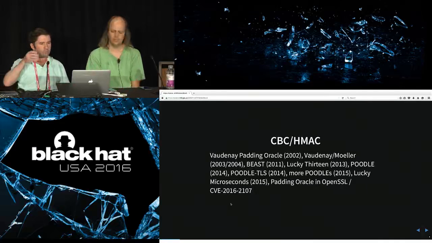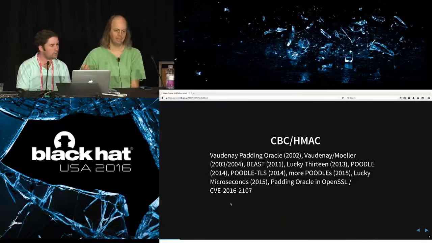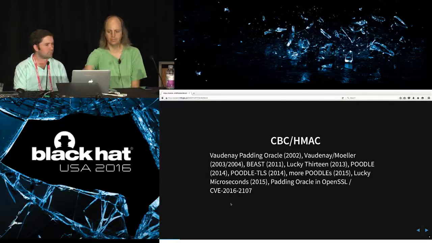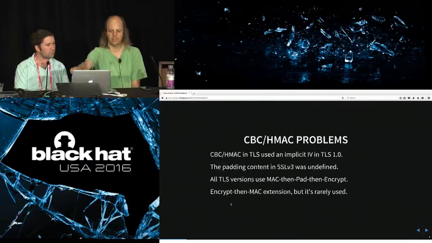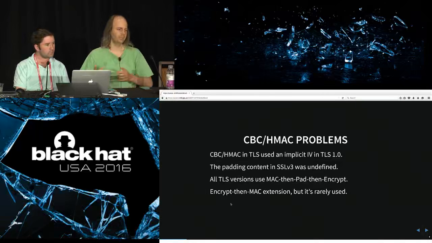The CBC-based modes had a number of attacks in the past years. There was already in 2002 the first version of a padding oracle, and then many more attacks that were similar. This is going on until this year; we had new attacks on these modes. And there were basically two design problems in these CBC modes. One is that they are using a so-called implicit initialization vector, which has been changed in TLS 1.1, but for a long time, most people didn't use TLS 1.1.